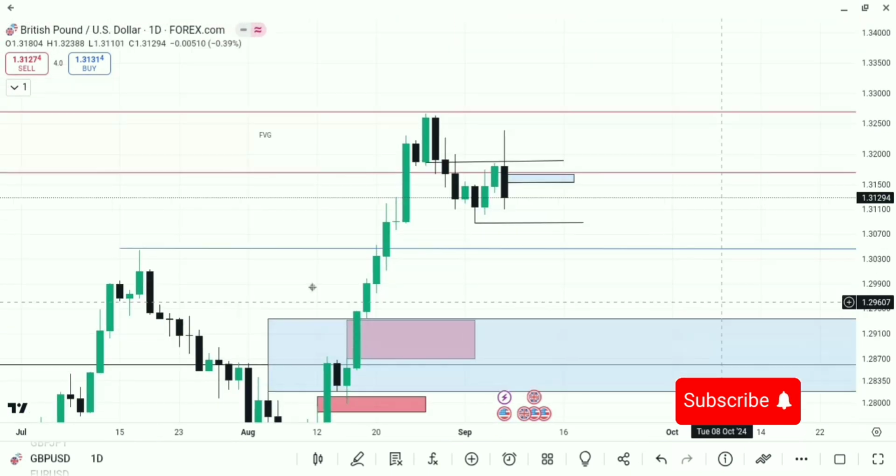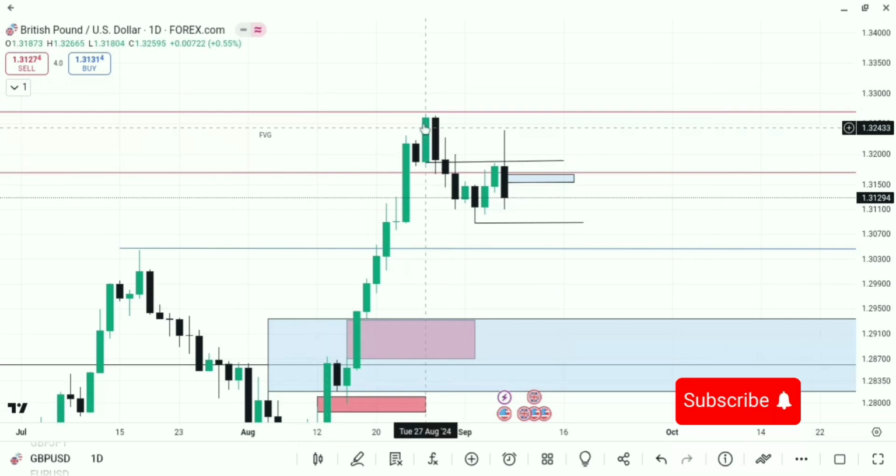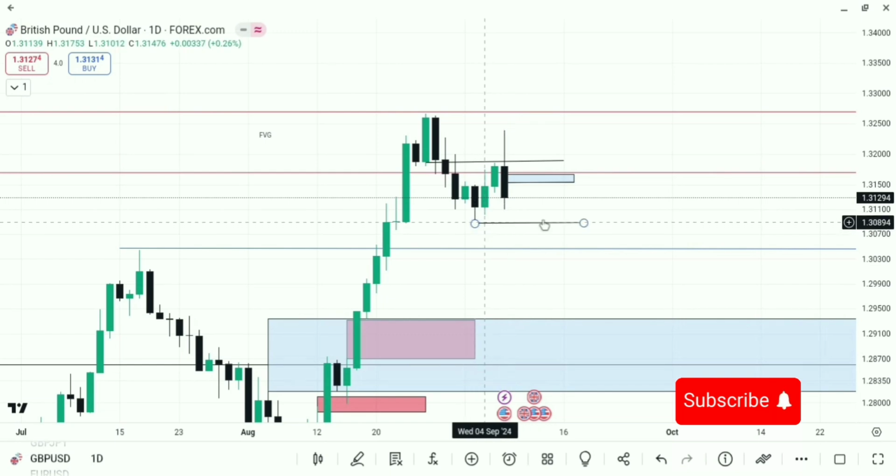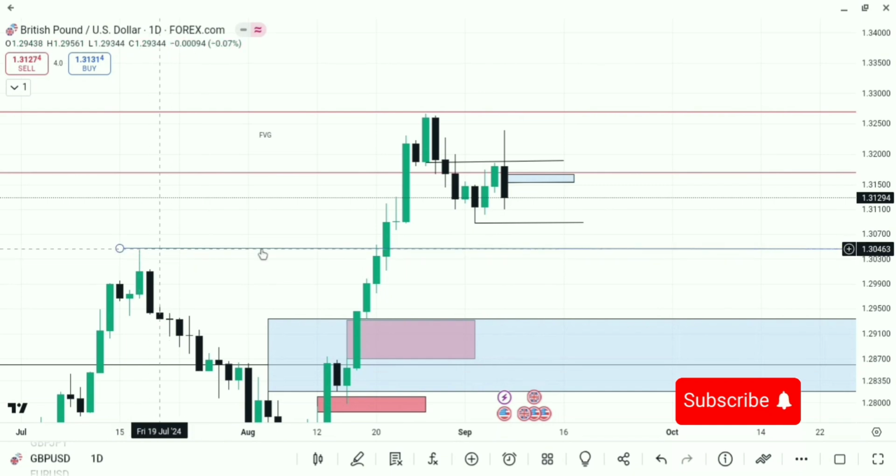So you can see now, look at this daily up close before the down move, and that's why you see the market respected it. So this is the sell side liquidity that the market will purge. So basically this is the high on the weekly time frame.